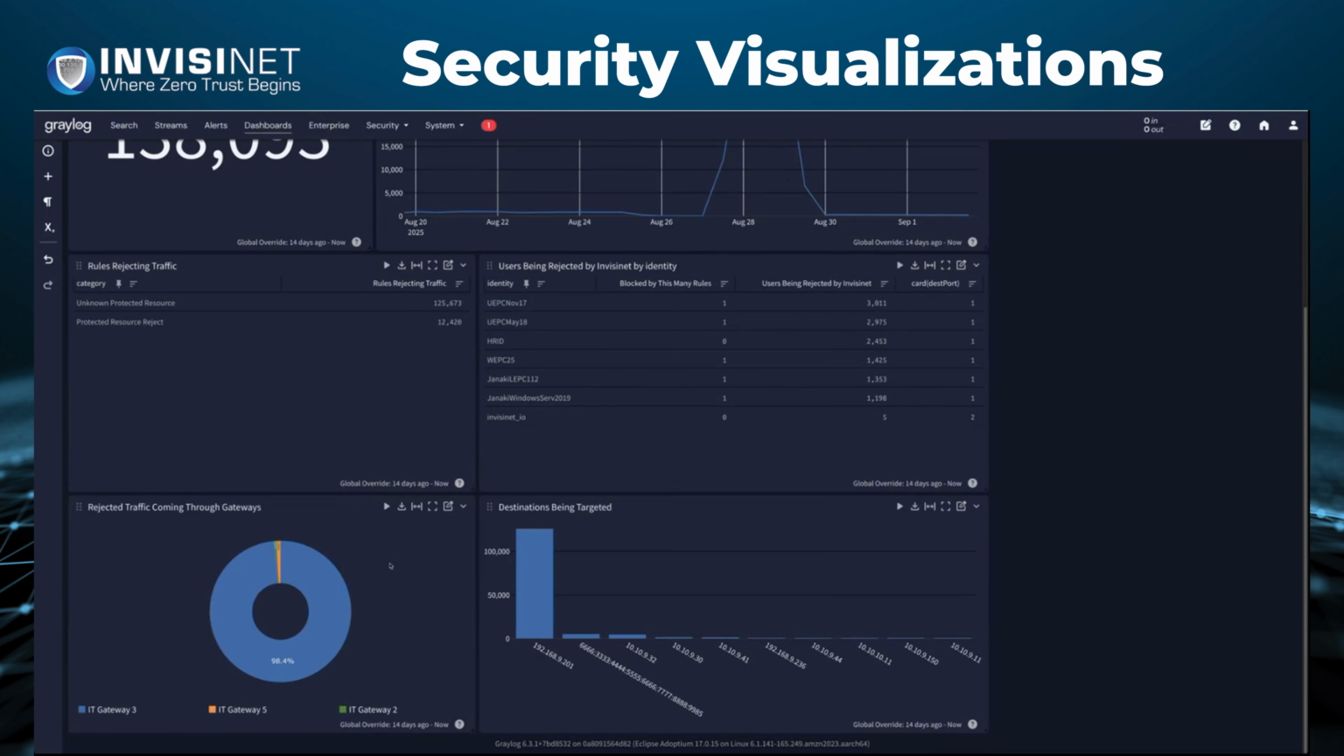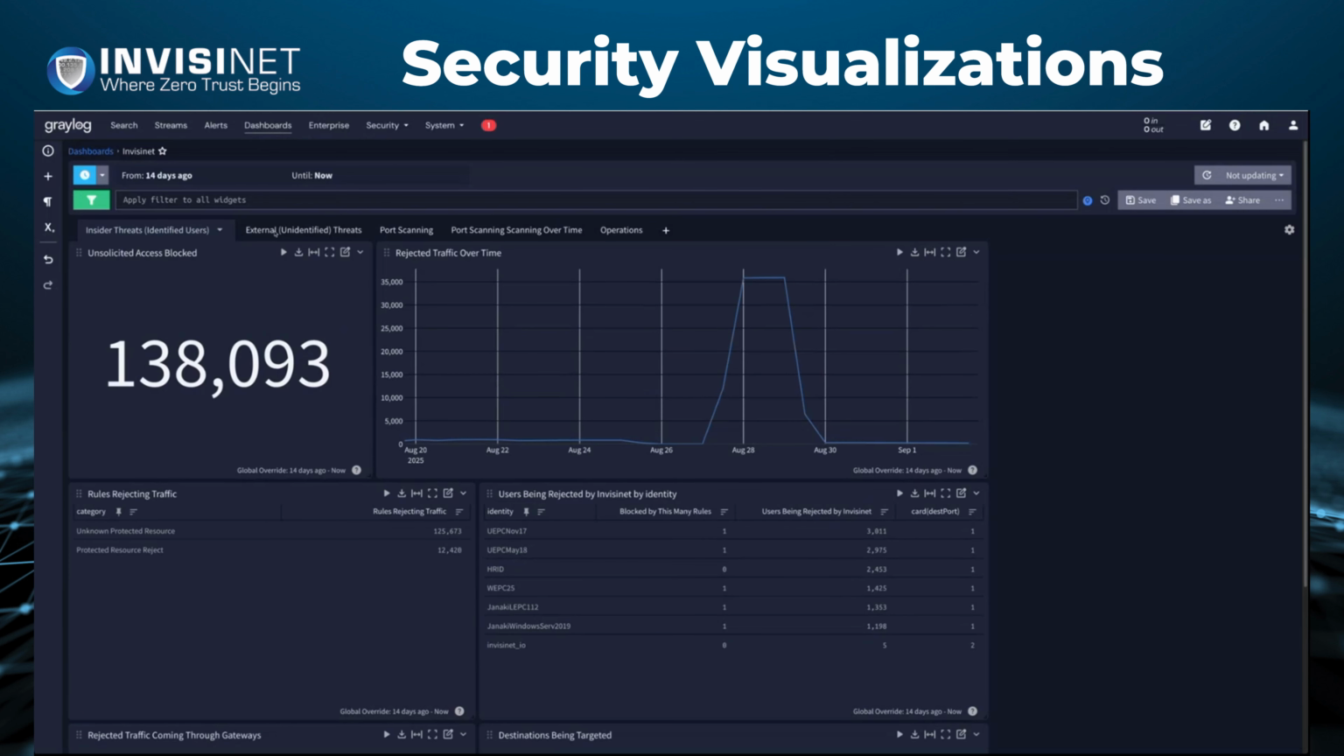You can also break this information down according to which gateway the traffic originated at. On this chart, you can see that the vast majority of traffic has come in through IT Gateway 3, and this gives you actionable information about how to proceed using that information. You can also see which destinations were being targeted by the unsolicited rejected access. You can see here that the vast majority of attacks have targeted this particular IP address.